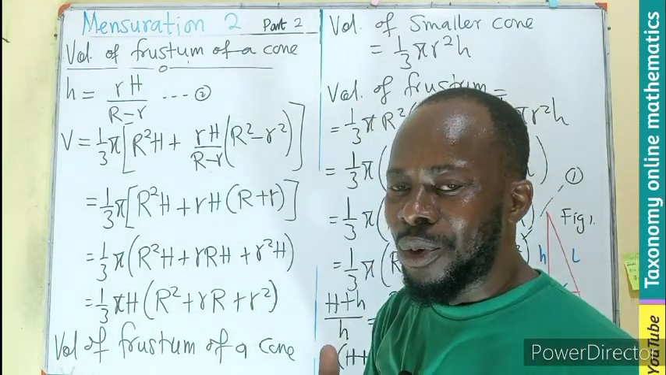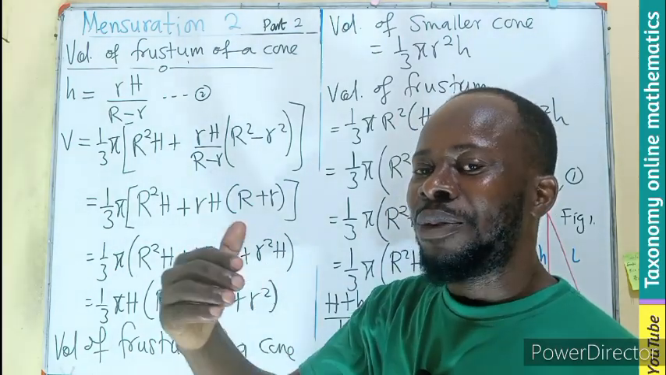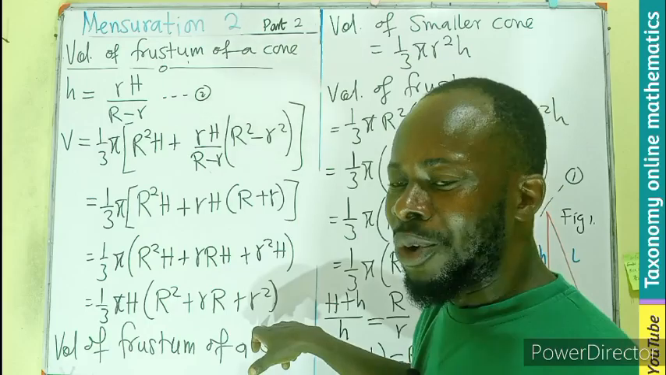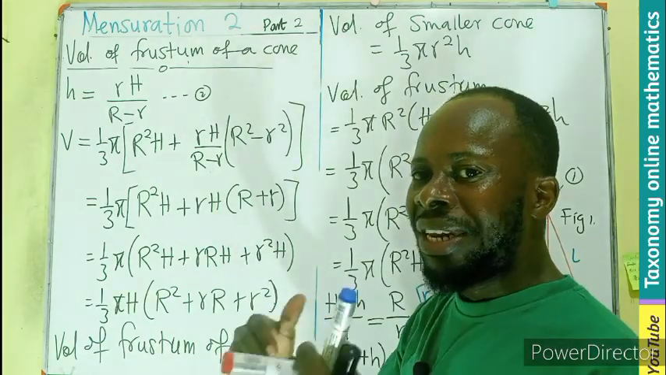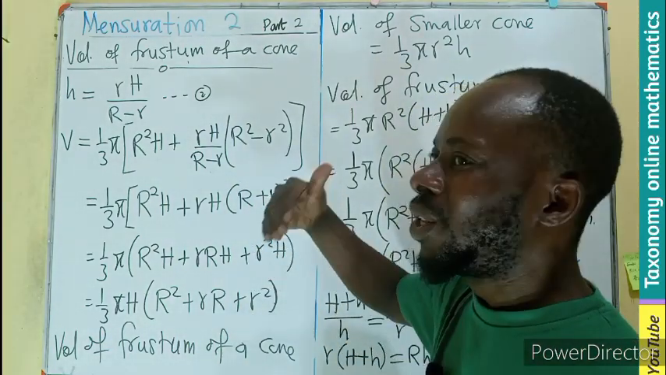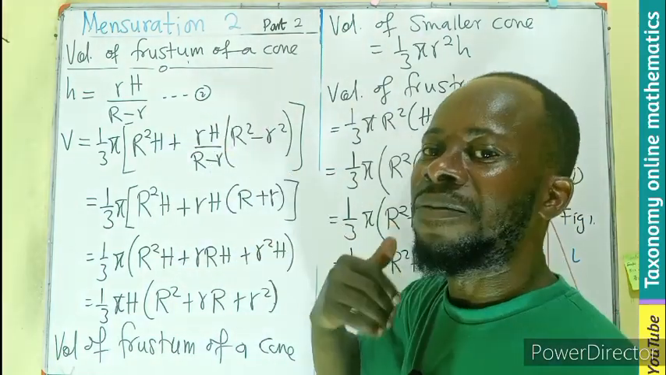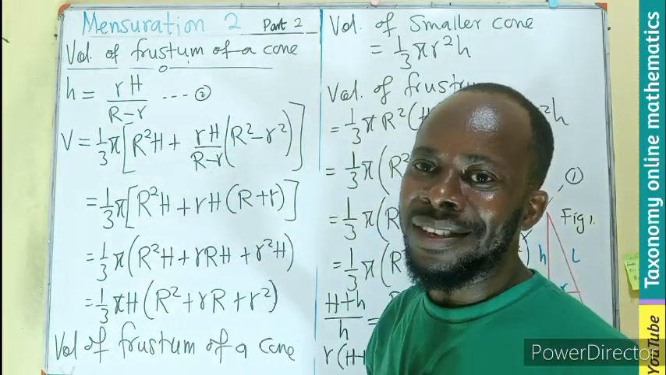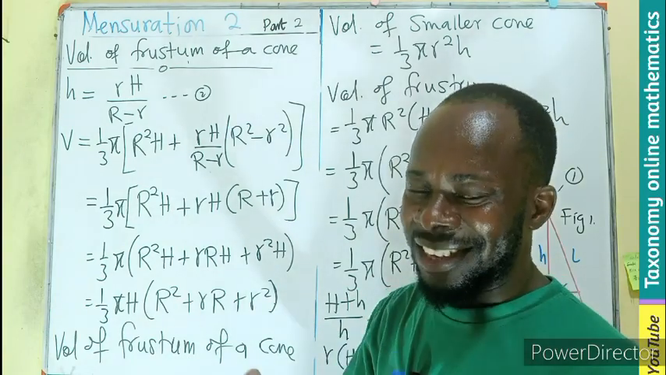I guess you get the tutorial into how the formula is derived. Good. In the next episode, you'll deal with how we can find the total surface area and the curved surface area of a frustum before we pick questions to test the formula.